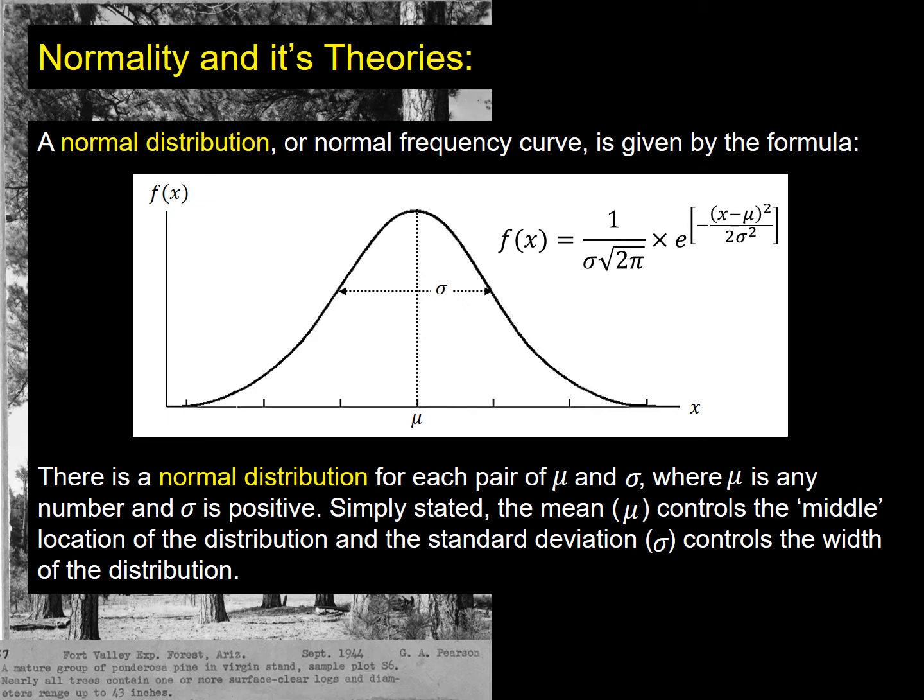I do, however, expect you to remember that the math of a normal distribution results in a symmetrical, bell-shaped curve around the mean. For each population mean and standard deviation, there is a normal distribution curve generated. This means that the mean controls the middle location of the distribution, and the standard deviation controls the width of the distribution, with a larger standard deviation resulting in a more spread out distribution.